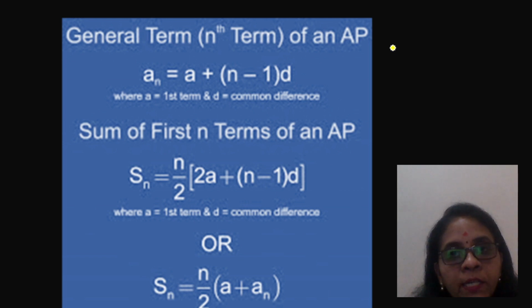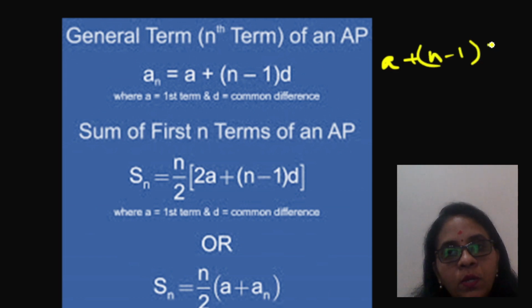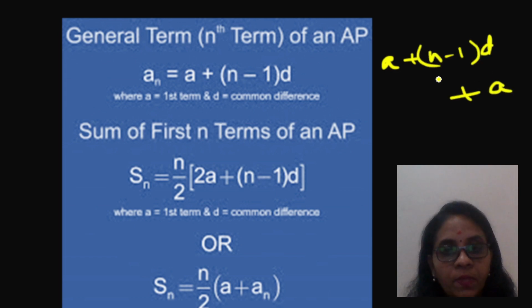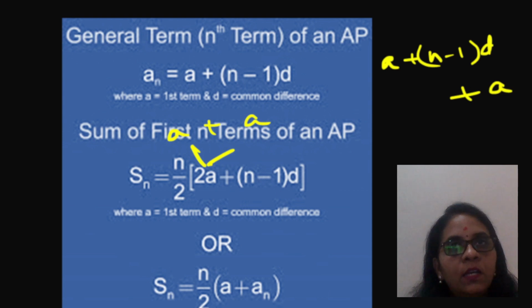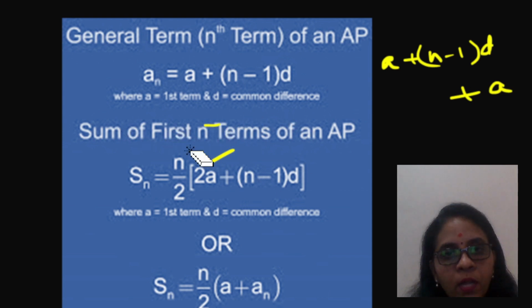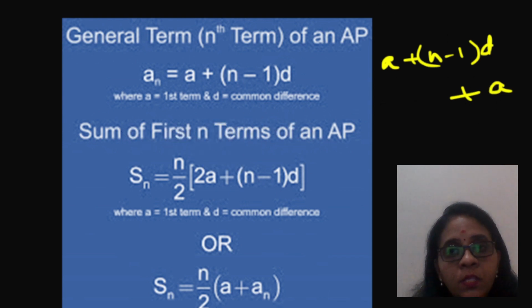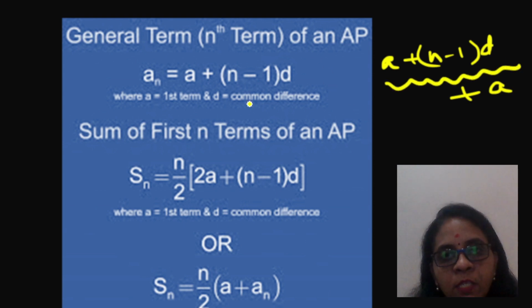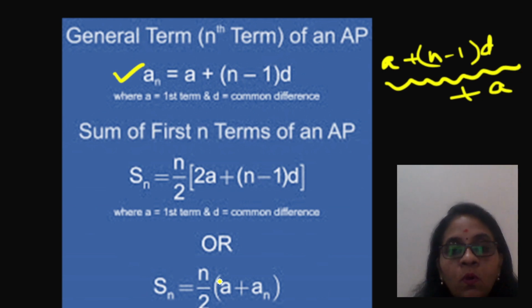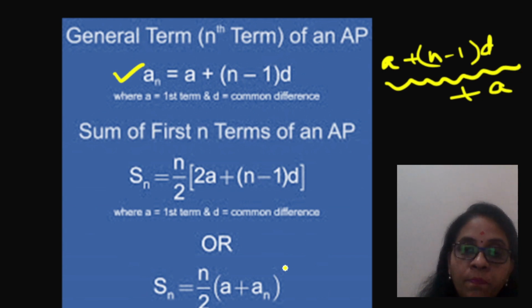Now, if you split up this 2a plus n minus 1 into d as a plus n minus 1 into d plus another a. I have just written this 2a as a plus a. So it's a plus n minus 1 into d. What is this a plus n minus 1 into d, children? It is nothing but an. So Sn can also be written as n by 2 into a plus an.